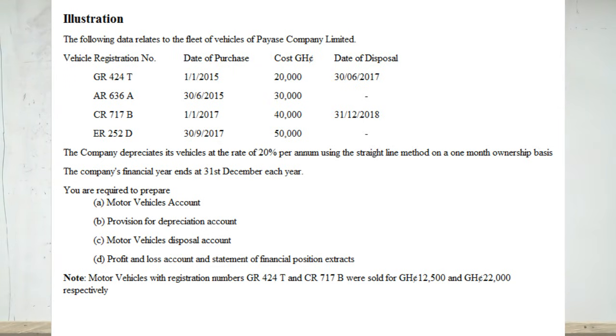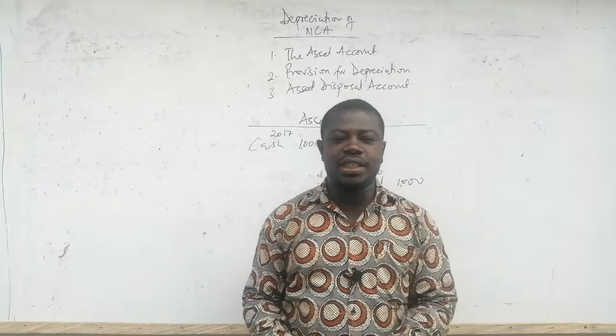And then we have the next information, which says that the company depreciates its vehicles at a rate of 20% per annum using the straight line method on a 1-month ownership basis. The company's financial year ends at 31st December each year. You are required to prepare A, the motor vehicles account, B, the provision for depreciation account, C, the motor vehicles disposal account, and D, the profit and loss account and statement of financial position extracts. Note that motor vehicles with registration numbers JR424T and CR717B were sold for 12,500 Ghana cedis and 22,000 Ghana cedis respectively. Okay, so this is the question that we are going to analyze.